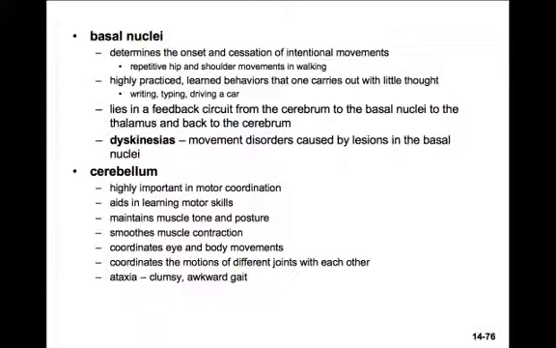The cerebellum is important in motor coordination. It aids in learning motor skills and maintains muscle tone and posture. It smooths the muscle contractions so they're not all jerky and coordinates eye and body movements so that the eyes move with the body while still tracking objects. People with lesions in the cerebellum will sometimes exhibit clumsy or awkward gaits called ataxia.